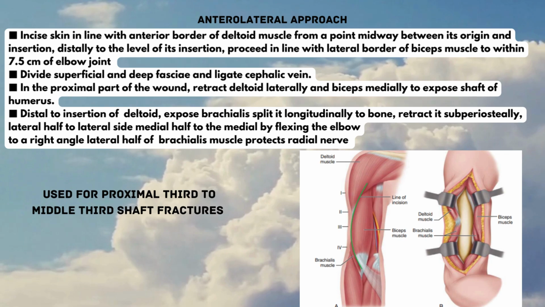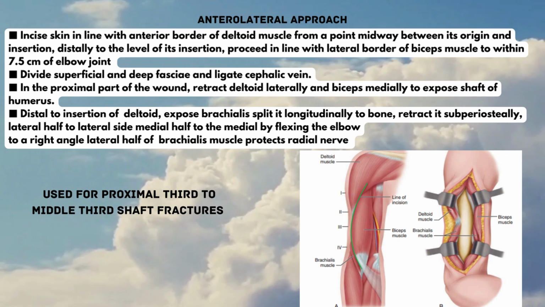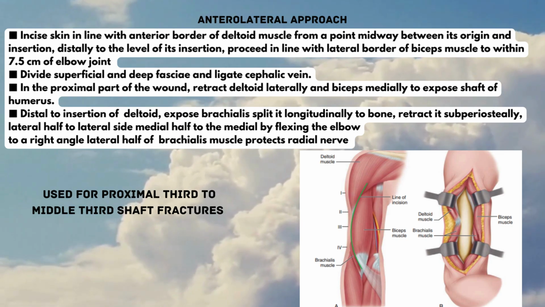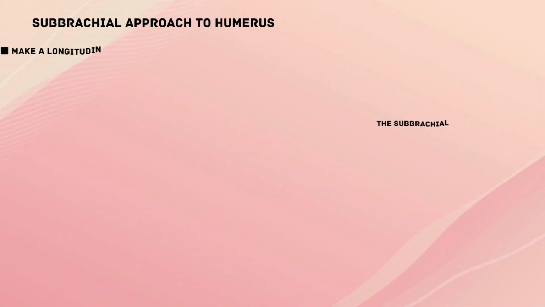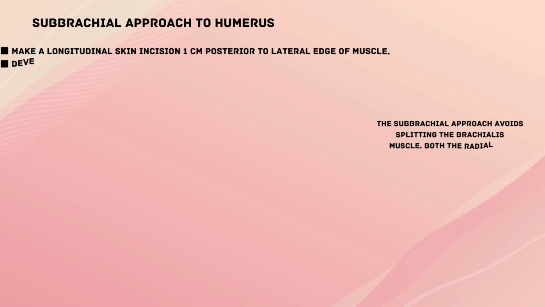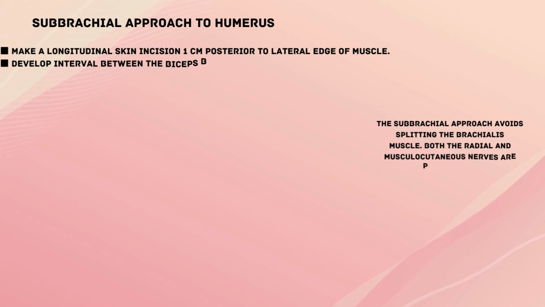Lateral half to the lateral side, medial half to the medial side, by flexing the elbow to a right angle. Subbrachial approach to the humerus. Simply make a longitudinal incision 1 centimeter posterior to the lateral edge of the brachialis muscle.